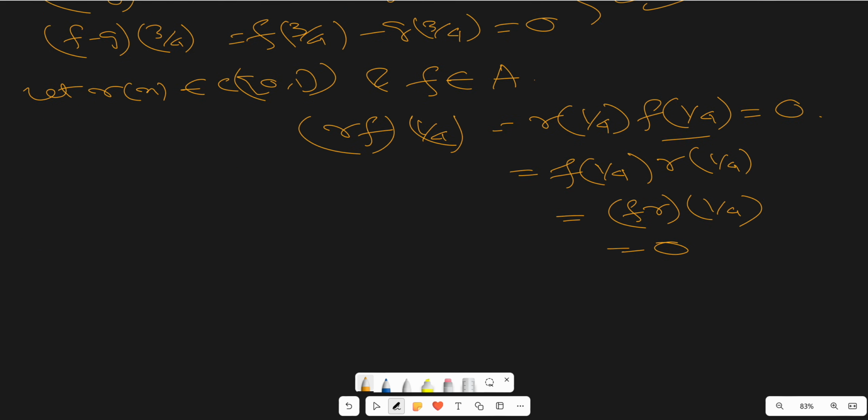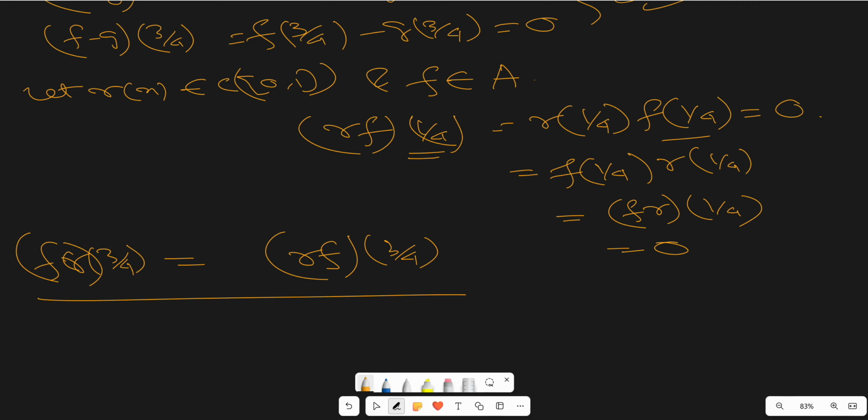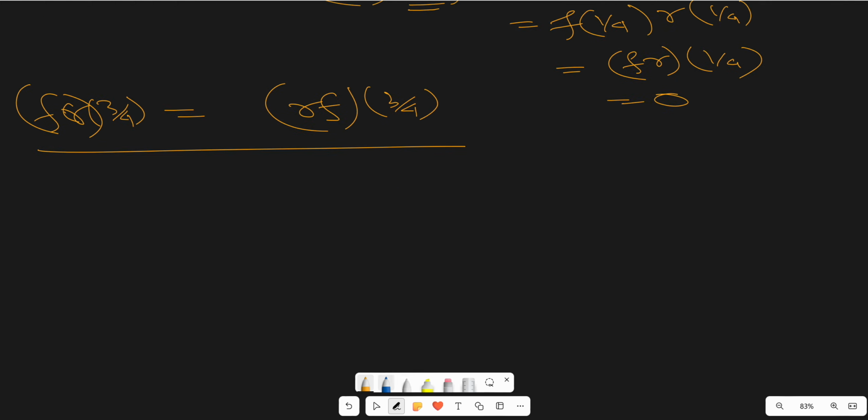Similarly, you can show the second condition is also satisfied, right? The same holds for Rf at 3/4, which equals fR at 3/4. Okay, this is also the same. So clearly, A is an ideal of C[0,1], right?